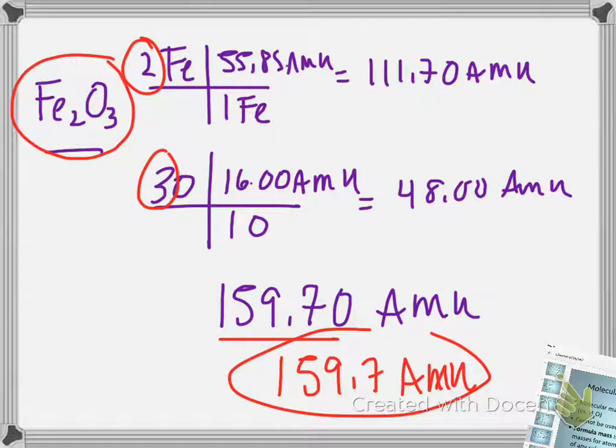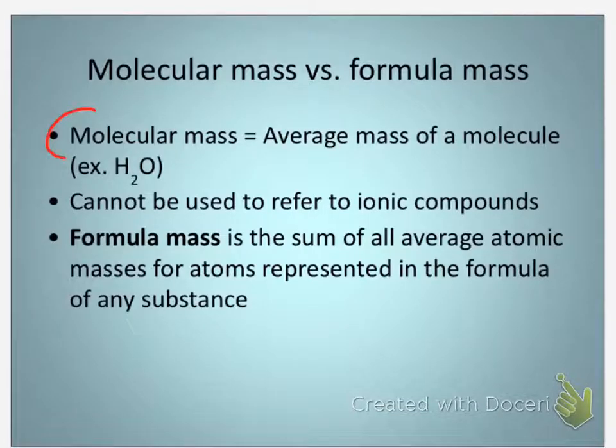Not a big deal. Now, let's talk about the compound that I just did. Is that a molecular compound? No, it's ionic. It's an iron oxide. It's iron 3 oxide. So let's talk about the difference in our language when we're talking about molecular versus ionic compounds. We say molecular mass when we're talking about the average mass of a molecule, but we can't really use that to refer to ionic compounds. Why? They don't have molecules! You knew that. So formula mass sort of stands in for molecular mass.